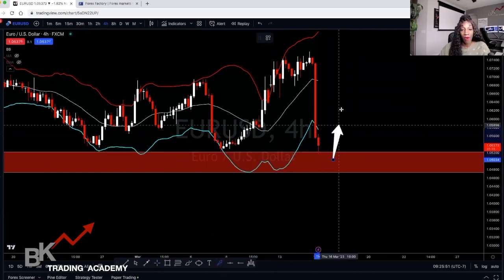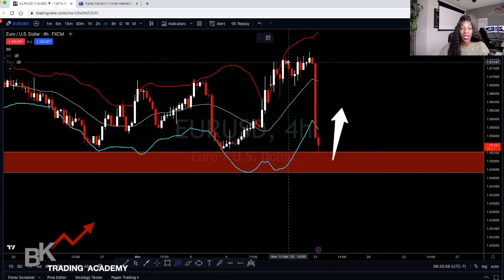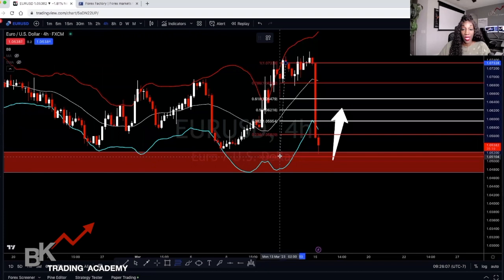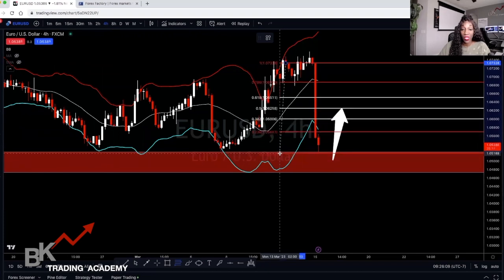Now, where should I take profit? I have a few things that I do in terms of how I take profit. You can use Fibonacci retracement. Anytime you have an impulse on any time frame, you take your Fibonacci retracement tool and measure the high of the impulse to the low of where it starts to reject. And notice here, this is where the rejection is starting.